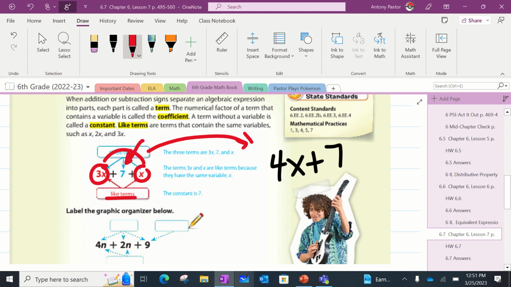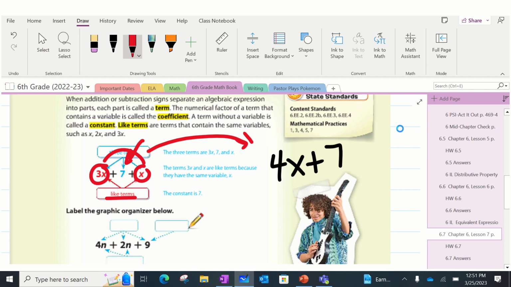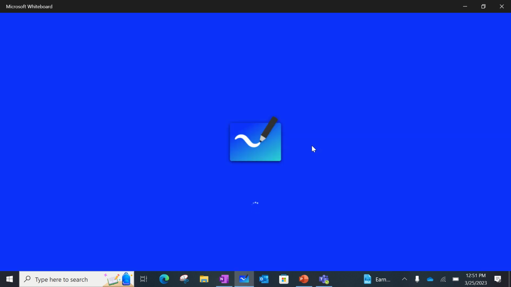So if I had something like this, let's wait for the digital whiteboard to kick on since I didn't have it open and ready to go.